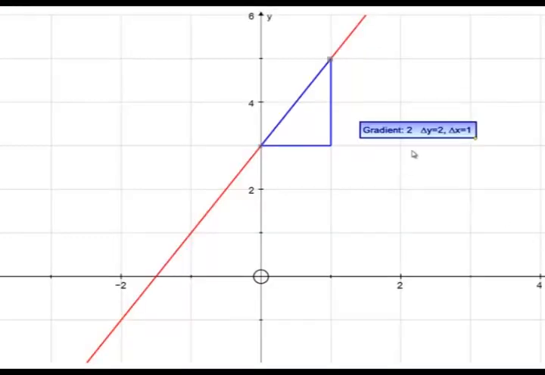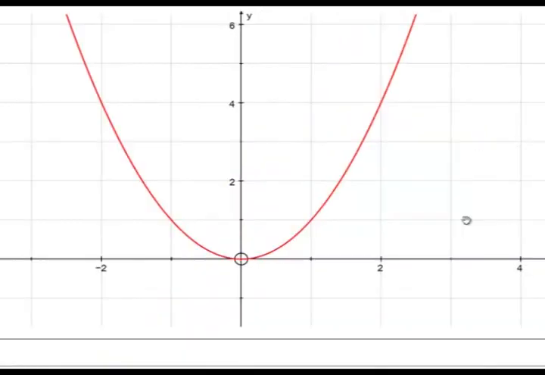So to find the gradient of a straight line, we have change in y over change in x. Change in y here is 2 and change in x is 1. The gradient of a straight line is constant. If we change the values of y and x, the gradient remains the same, 2. How about a curve like this one? y is equal to x squared.